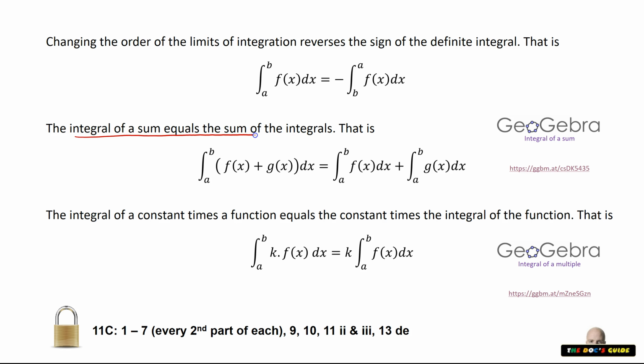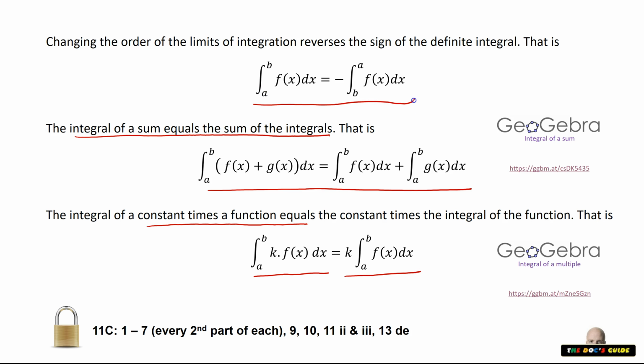The integral of a sum equals the sum of the integrals we've encountered. So we can just break an integral up into separate terms. Doesn't matter whether this is a plus or a minus between them. The integral of a constant times a function is the constant times the integral. So we can do the integral with the k still in there, or we can actually take it through the integral sign and write it like that.